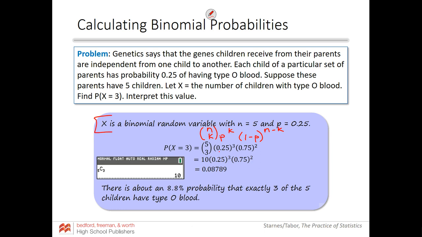All right, so that's using the calculator. If I calculate 10 times 0.25 to the third times 0.75 to the second, this is what I get. Let me interpret it. There's about an 8.8% chance, or probability, that exactly 3 out of the 5 children have type O blood.